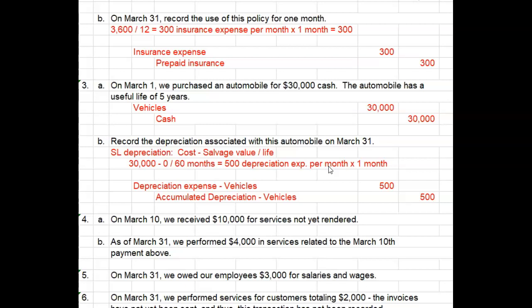And how many months do we need to record the expense? Just 1. We purchased the vehicle on March 1st, and we're making this adjusting entry at March 31st, so just 1 month in this problem. So debit depreciation expense, vehicles, $500, credit accumulated depreciation, vehicles, $500. Remember, accumulated depreciation is a contra asset account.